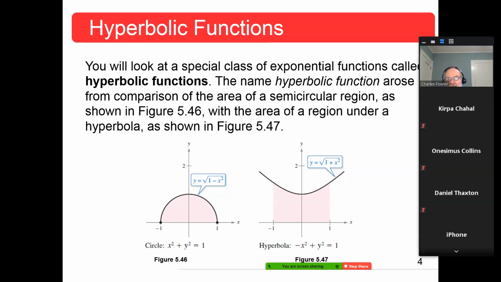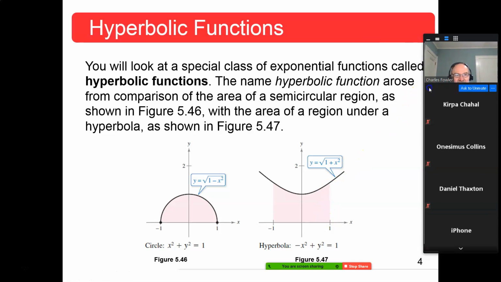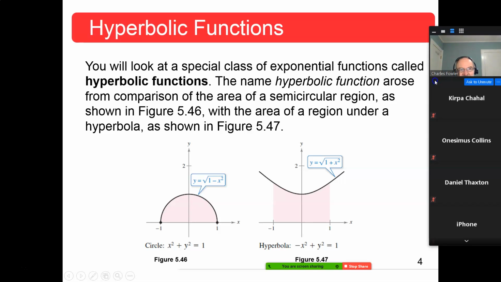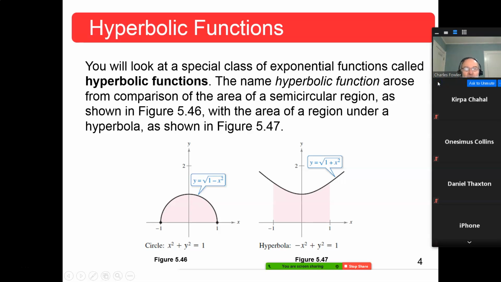You'll look at a special class of exponential functions. Now there's the key. These are exponential functions. And what are the easiest functions in the world to deal with? Exponential functions. So why not just deal with them as exponentials rather than creating a whole new set of functions? But that's my little pet peeve. The name hyperbolic function arose from comparison of the area of a semicircular region as shown in this figure right here, with the area of a region underneath a hyperbola. That's where the name hyperbolic came from.